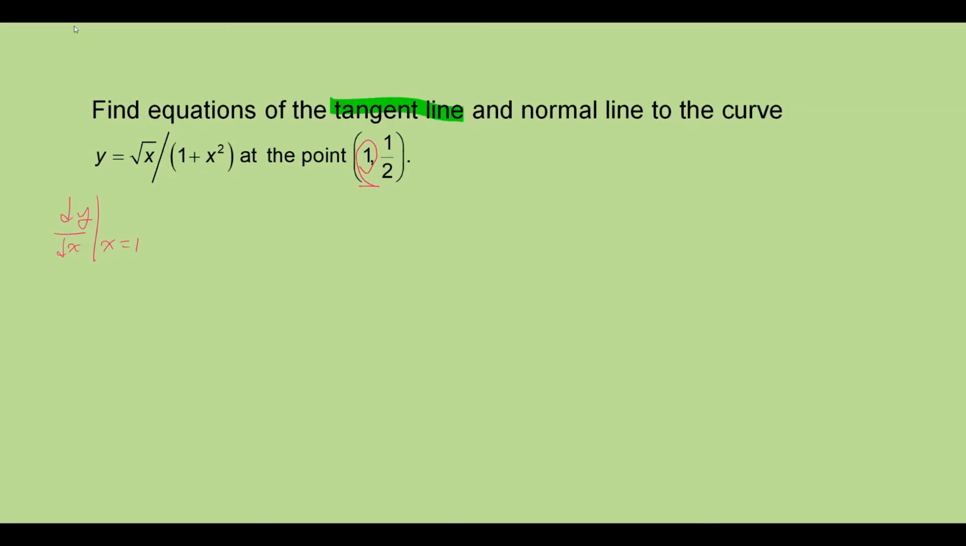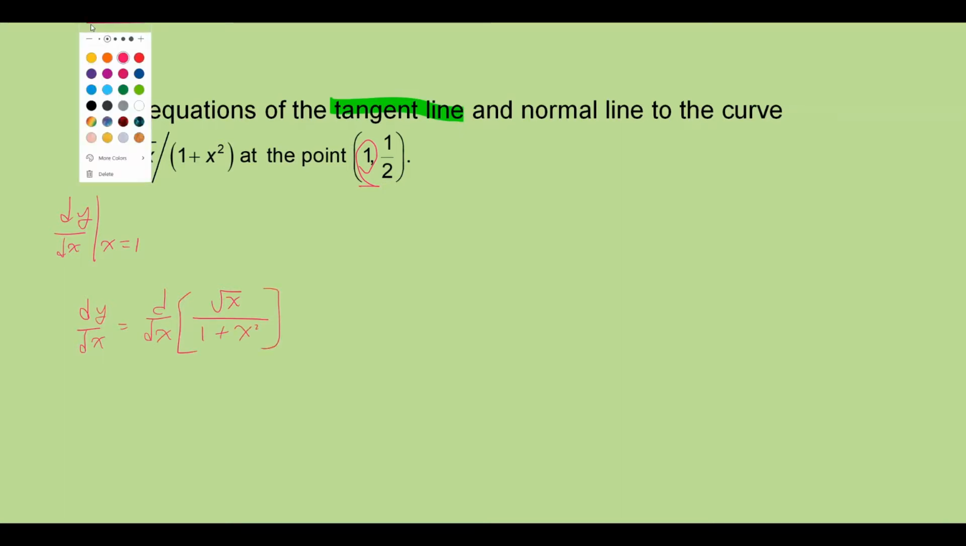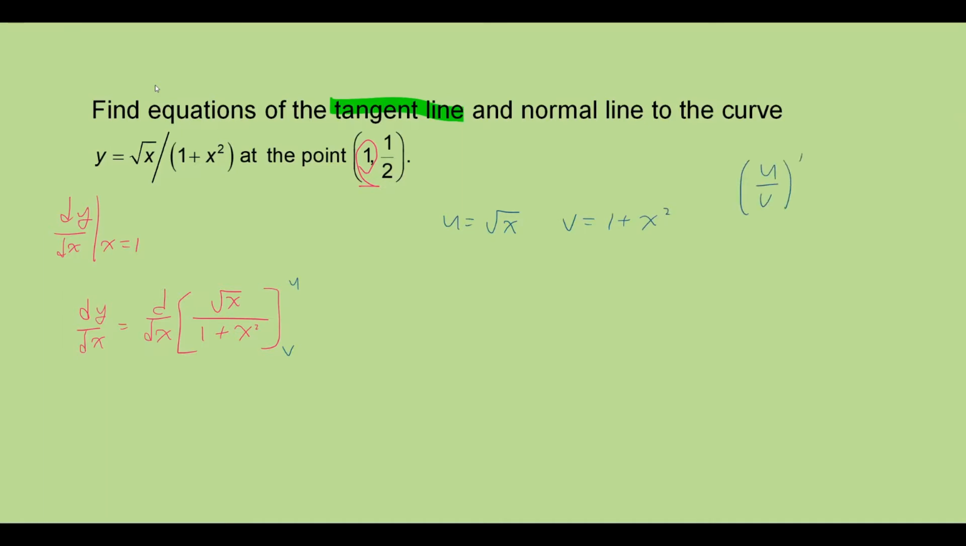So let's go ahead and find the derivative of this function. dy dx is equal to the derivative of square root of x over 1 plus x squared. That's a quotient, so keep in mind we have to do the quotient rule. Let's say the numerator is u, and the denominator is v. So u is the square root of x, v is 1 plus x squared. Let's write down the quotient rule on the side here. u over v, prime, is: start with the denominator, v squared, copy the v times u prime, minus, put the prime on the other one, so v prime times u.